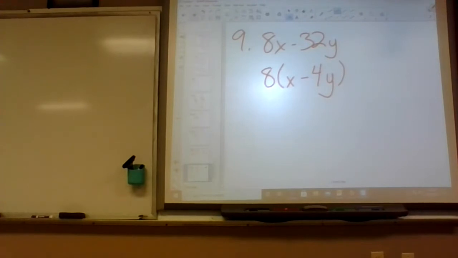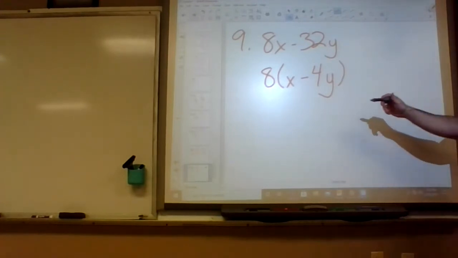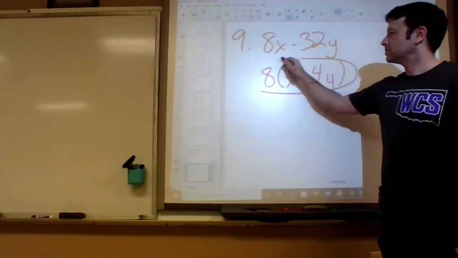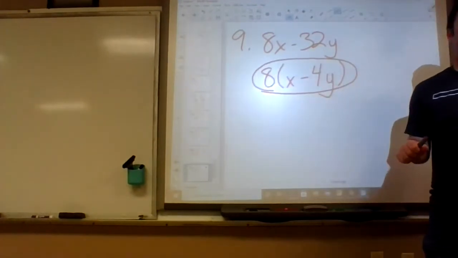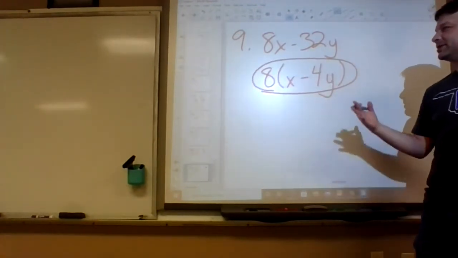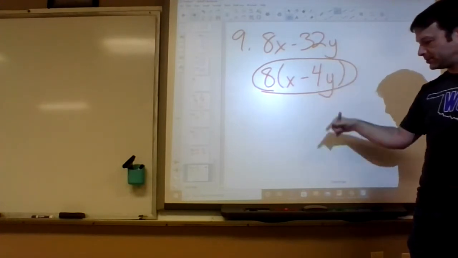If you multiply it back together, it should go back to the original. That's how you check it. Find the biggest thing they're both divisible by, the greatest common factor, 8, divide it out, and see what's left.